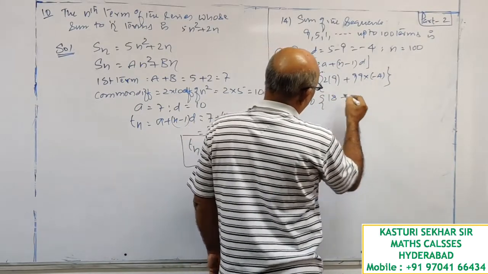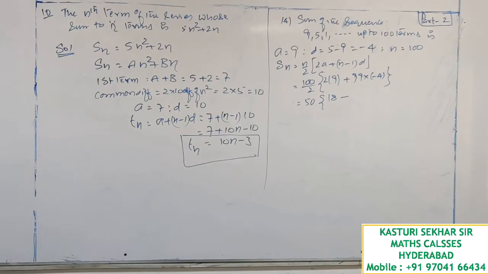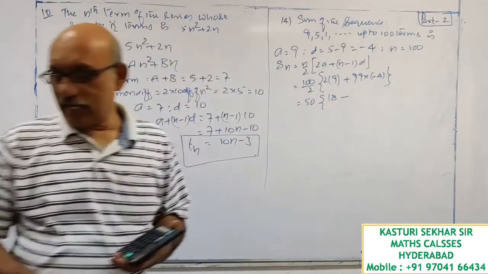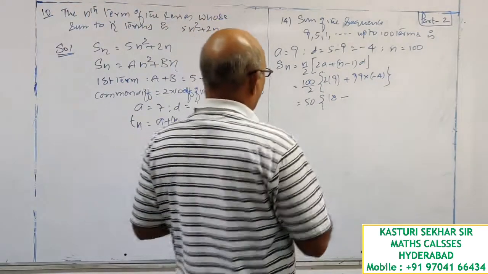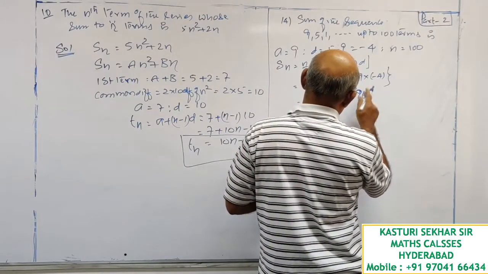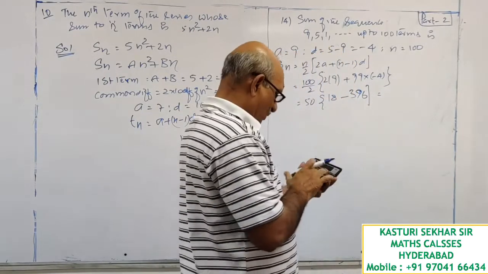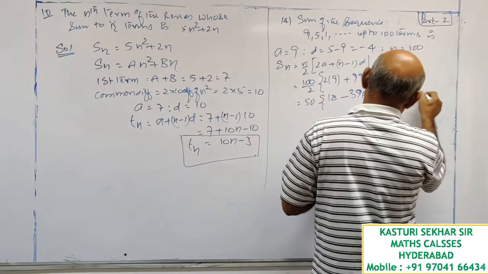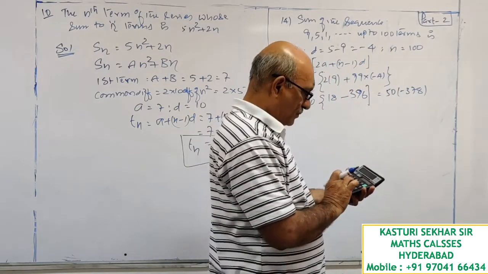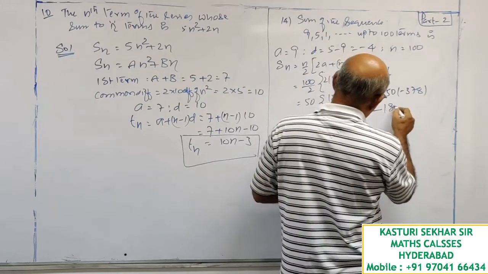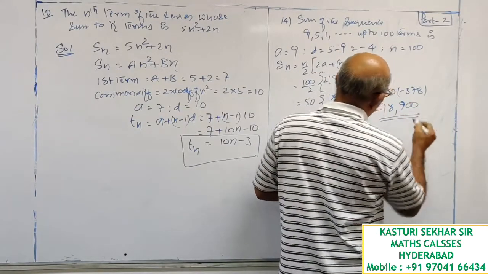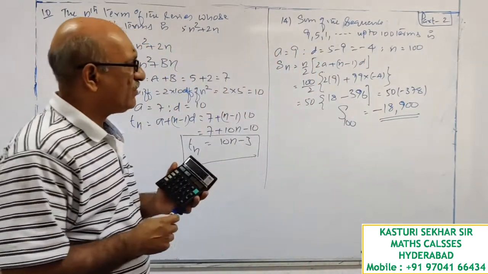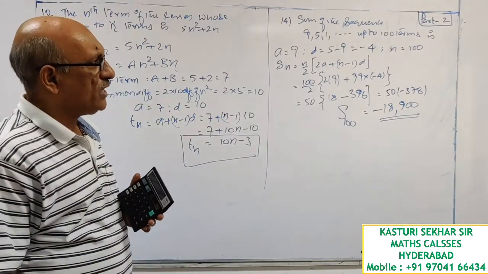50 into 18 minus 99 into 4. This is 396. 396 minus 18, 378. 50 into minus 378 is equal to minus 18,900. S100 is equal to minus 18,900.